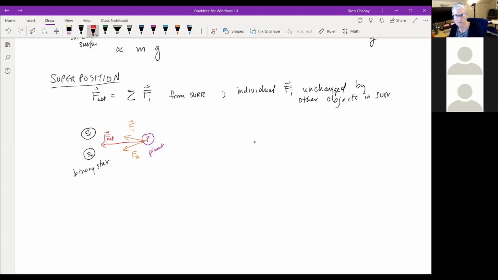So nothing new there, except for the fact that star 1 exerts the same force on the planet as it would if star 2 isn't there. The fact that star 1 is also exerting a gravitational force on star 2 doesn't matter. Gravitational force doesn't get used up. Okay, it's just a property of the masses. So this force, if we just had star 1 and our planet, this force F1 has the same magnitude in both cases.